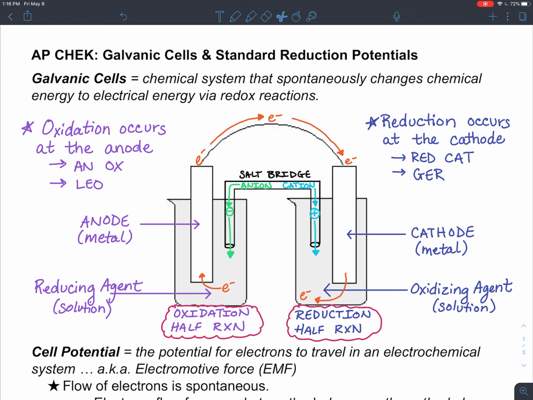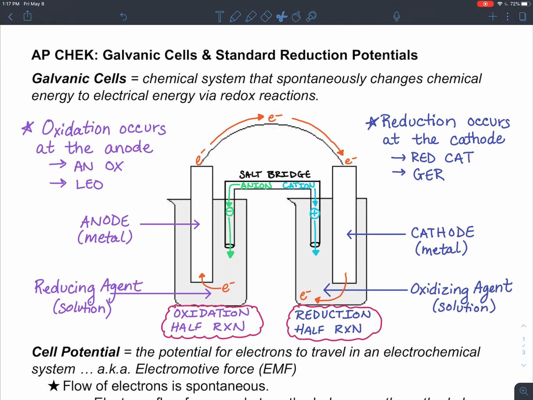So what I've done is I've gone ahead and put up a diagram labeled for what one of these cells looks like, kind of generically. On the left hand side, I've drawn the oxidation. The oxidation half reaction is taking place on the left hand side, and then the reduction is occurring on the right hand side. A lot of times we'll see An Ox and Red Cat when it comes to these, so that you know that oxidation is happening on the anode and the reduction is happening on the cathode, okay?